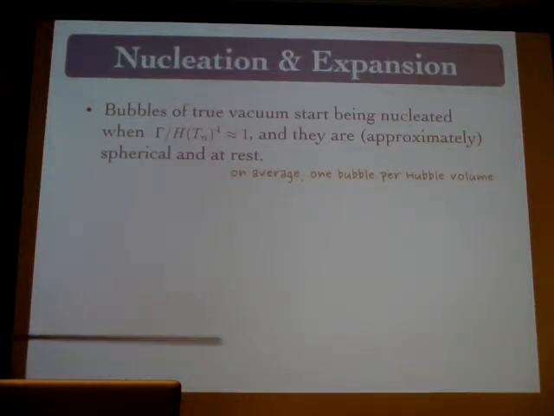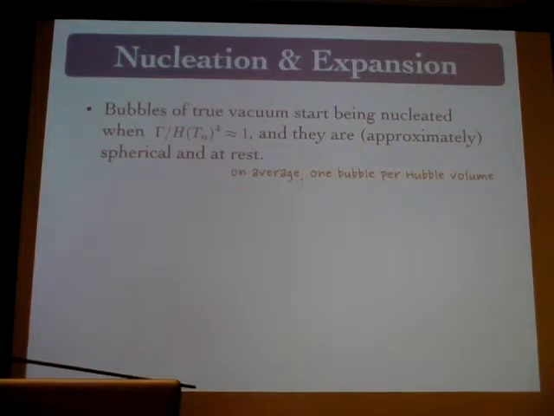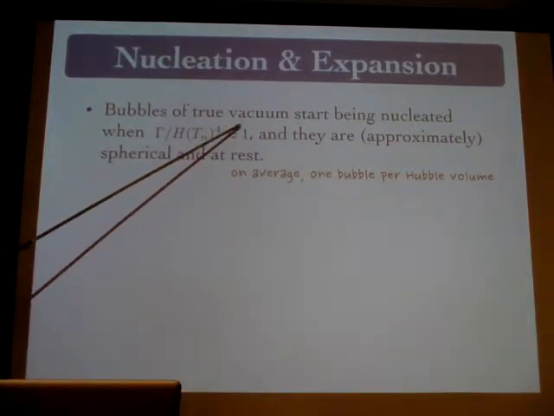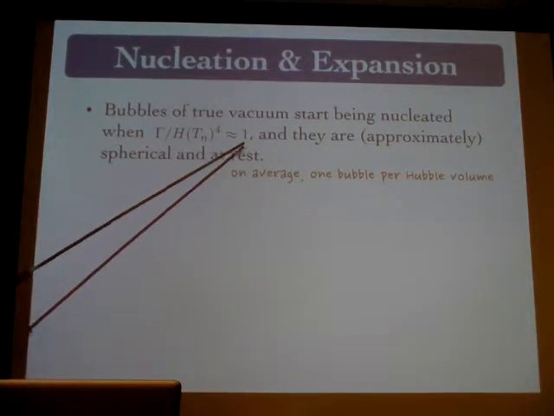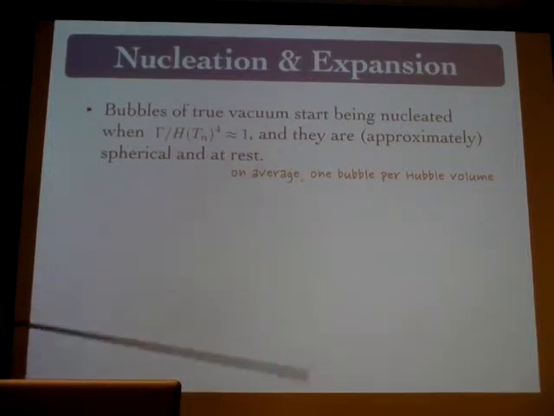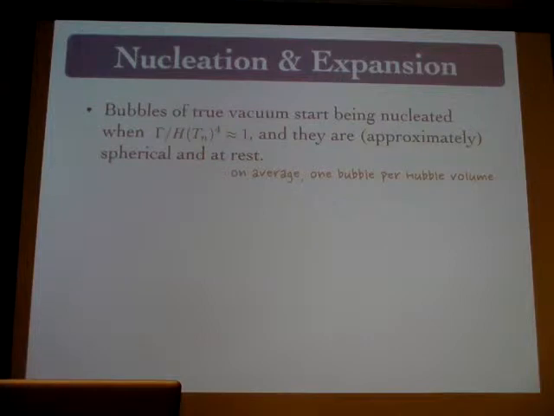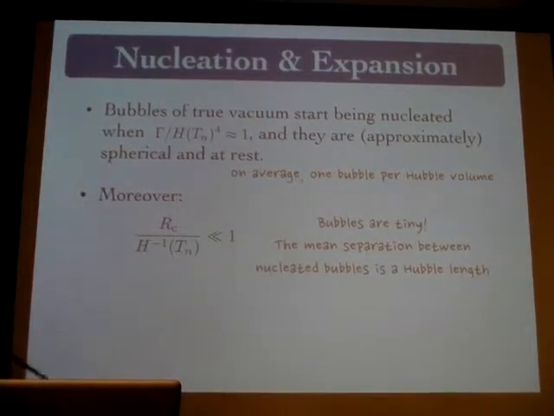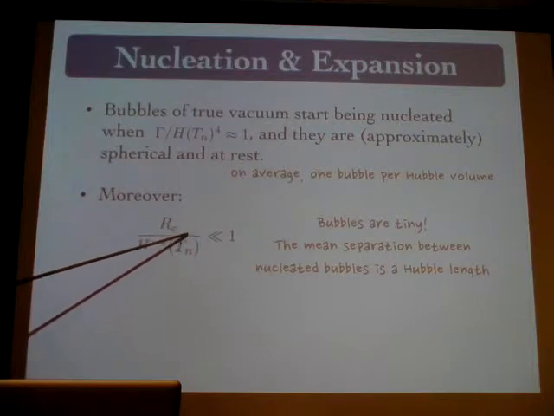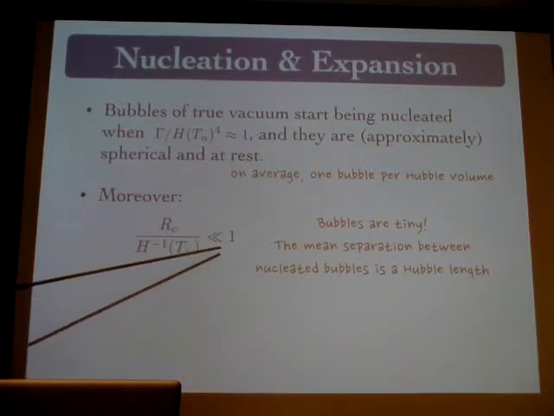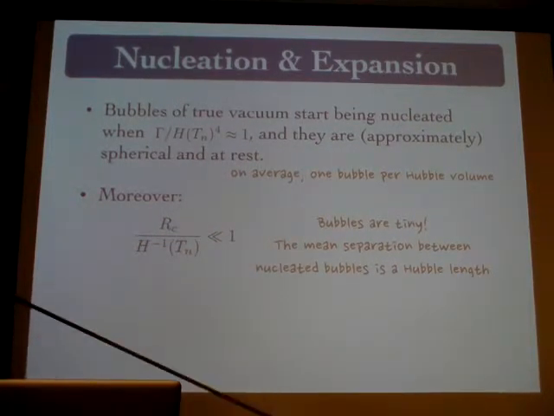As I said before, the picture is the following. When this quantity, this nucleation probability, becomes of order one, you start nucleating bubbles of true vacuum. They are approximately spherical and at rest, and on average you will find about one bubble in every Hubble volume. In the cases we consider, the radius of these bubbles at the time of nucleation is much smaller than a Hubble length, and so the mean separation between them is of order Hubble as well.